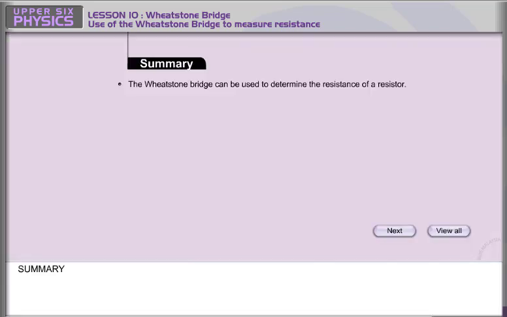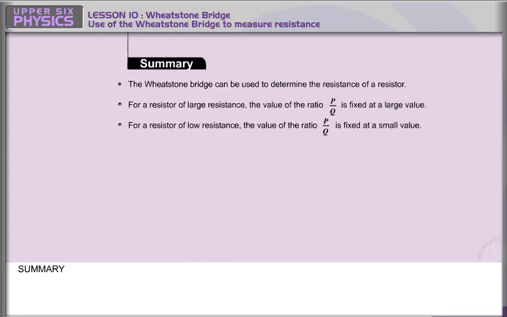Summary. The Wheatstone Bridge can be used to determine the resistance of a resistor. For a resistor of large resistance, the value of the ratio P over Q is fixed at a large value. For a resistor of low resistance, the value of the ratio P over Q is fixed at a small value.